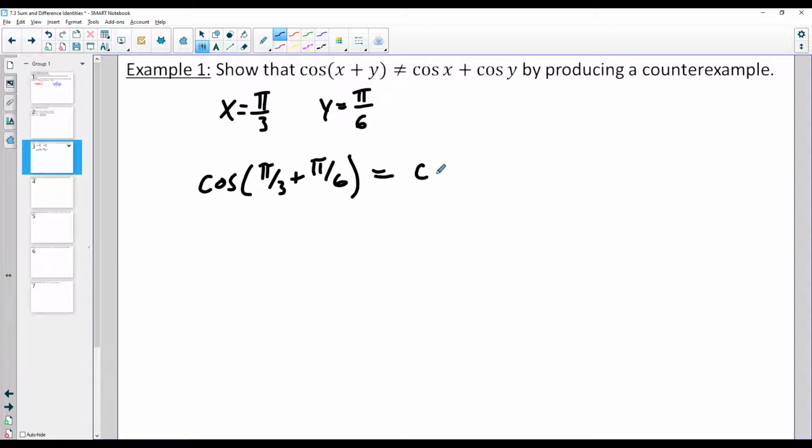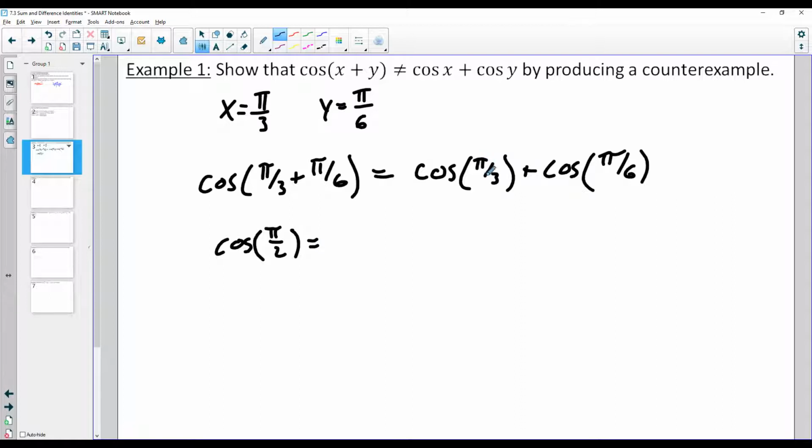equals cosine of pi thirds plus cosine of pi sixths. Pi thirds plus pi sixths, this will be 2 pi over 6 plus pi over 6, which is 3 pi divided by 6. 3 divided by 6 is 1/2. So really, we're going to have cosine of pi halves.